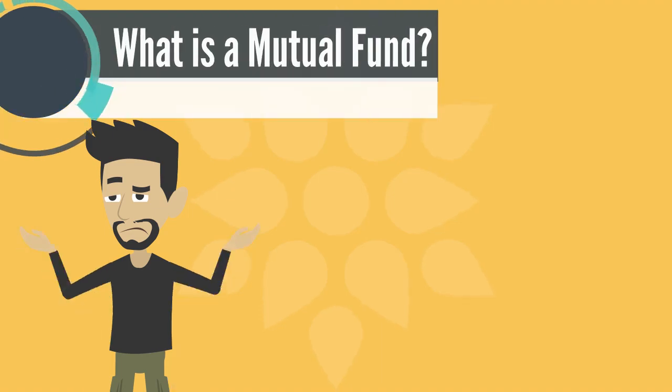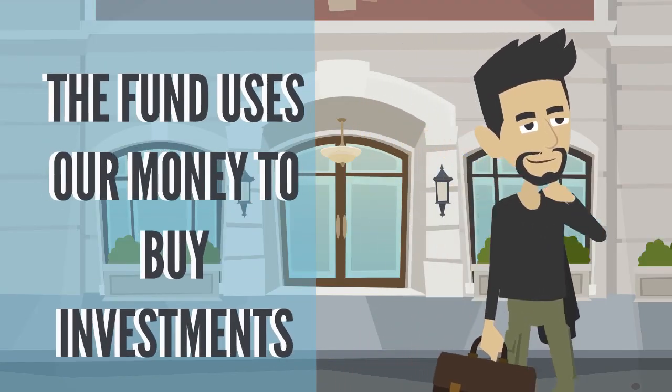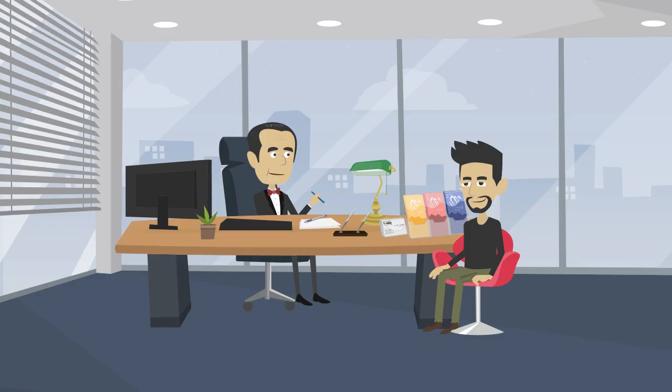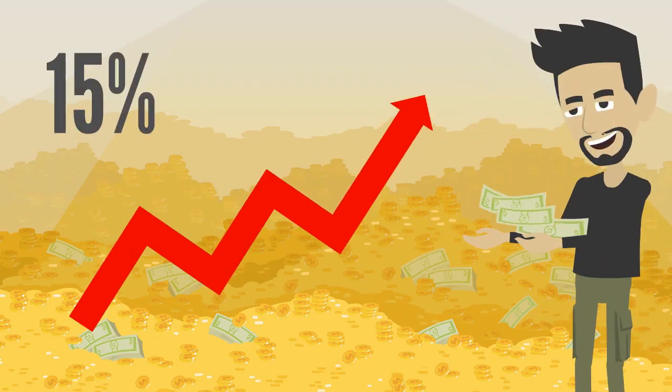So what exactly is a mutual fund? Well, a mutual fund is an investment vehicle that purchases various investments like stocks and bonds and uses the money that's been pooled by a group of investors. Investors like us would purchase units of a mutual fund and share in the profits of whatever that fund makes.